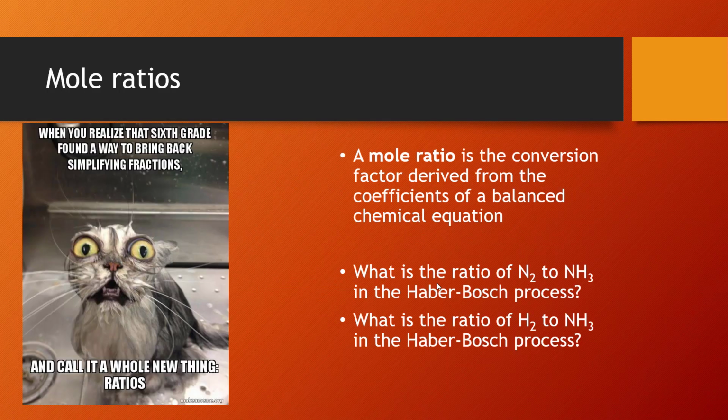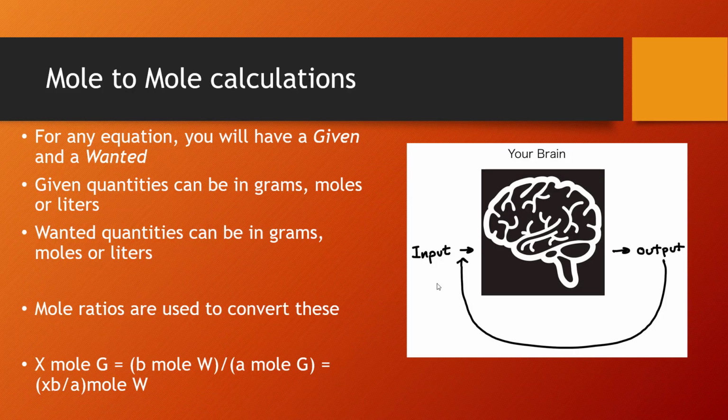So what is a mole ratio? It's a conversion factor. So we're going to make this ratio like 3 to 2 or 12 to 1 or something like that. And I want you to think these through when we're dealing with these equations. So again, what's the ratio of nitrogen to ammonia, the Haber-Bosch process that we brought up in 12.1? Yeah, that's 1 to 2. What's the ratio of hydrogen to ammonia in that same process? That's right, 3 to 2. So we can use those ratios to calculate things.